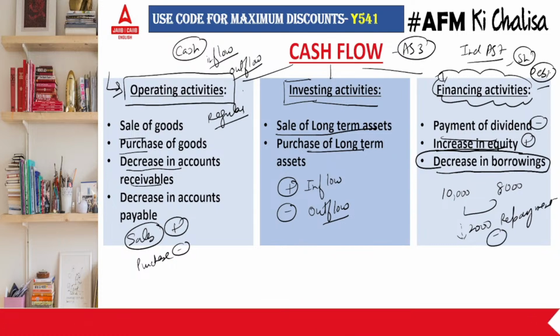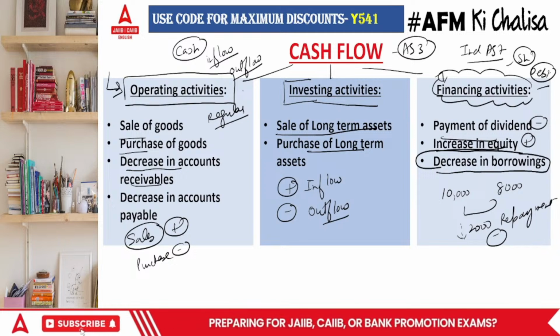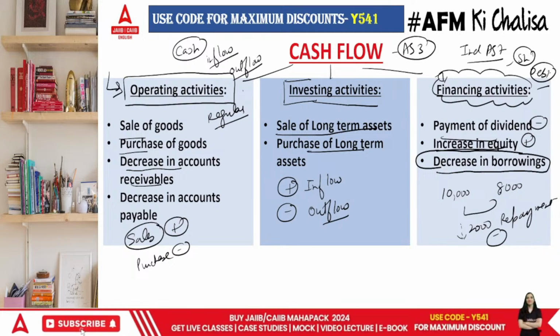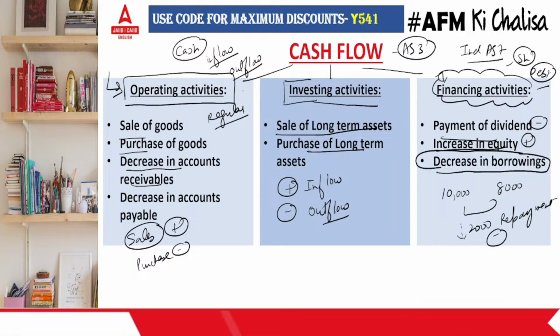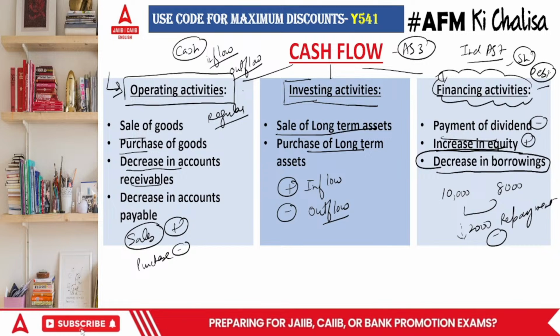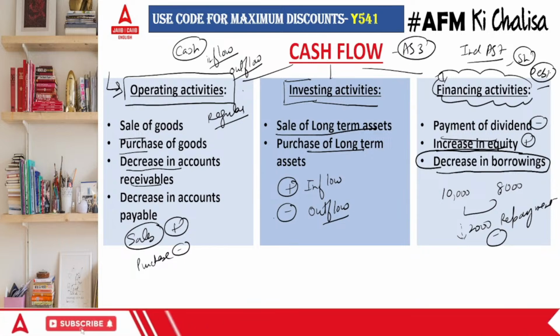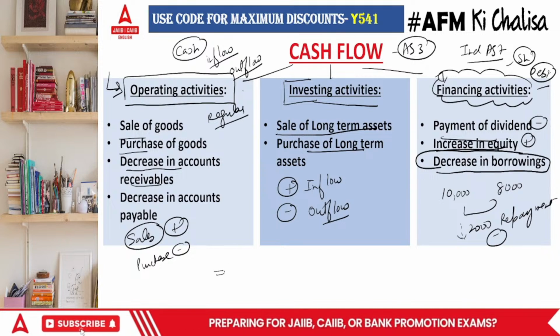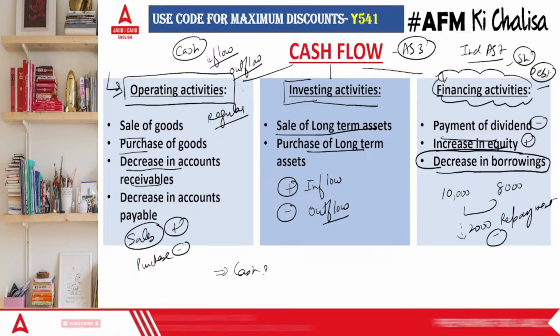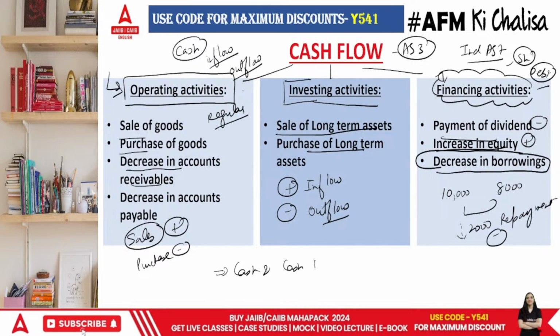minus. So operating activities are day-to-day activities. If you buy or sell a long-term asset, it's covered under investing. If you arrange funds for your business on a long-term basis, your shares or your debentures or your loans, they are covered under financing activities. The crux is, if you have money coming in, it's a plus, money going out, it's a minus. In this case, we study the movement of cash and cash equivalents, everyone.